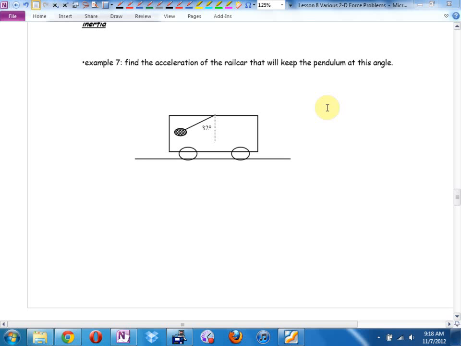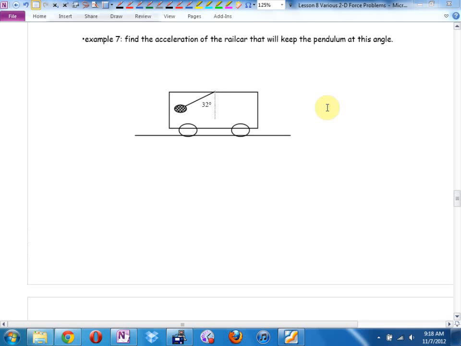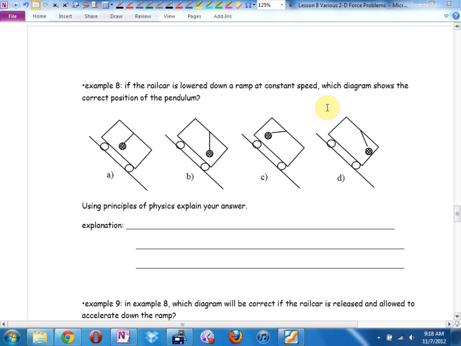Example 7 says, find the acceleration of the rail car that will keep the pendulum at this angle. We're not going to do the crunching of the numbers. I'm not going to give you one quite like this on the test. What I do want you to look at is example 8. If the rail car is lowered down the ramp at a constant speed, which diagram shows the correct position of the pendulum? A, B, C, or D?